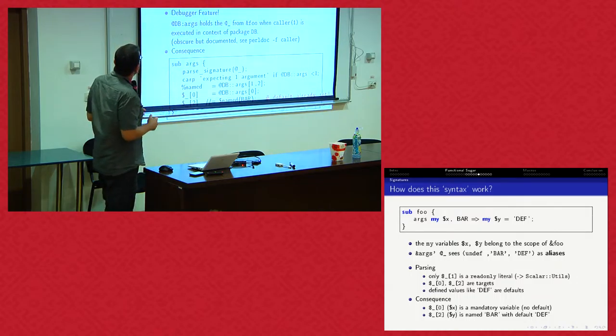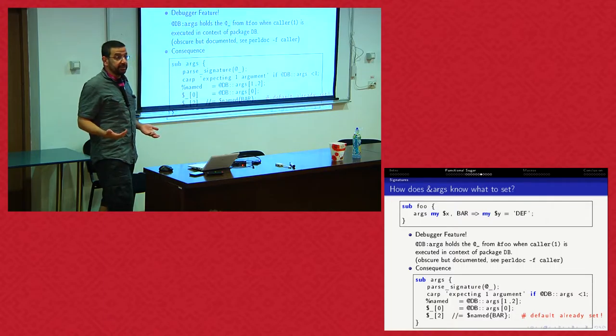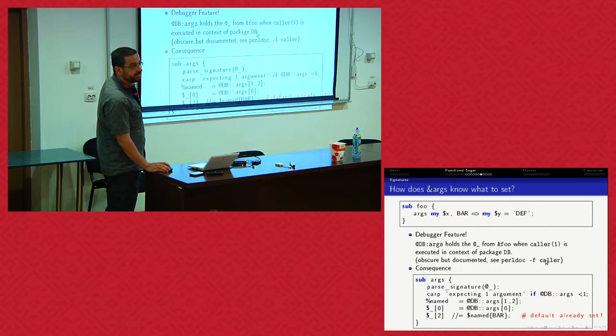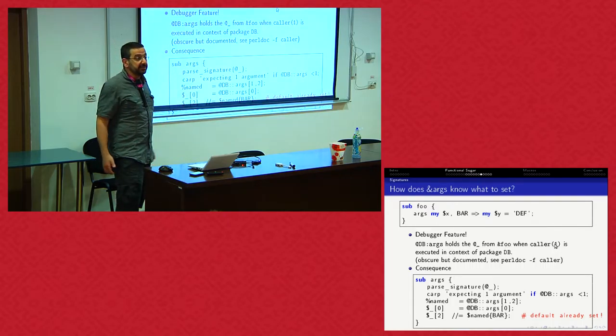So, how does args know what to set? It's a debugger feature. It's documented, but it's obscure. And that's how smart args works. If you go into perldoc -f caller, it says, if you call caller 1, in the context of package DB, which is the debugger, it will set the variable @DB::args with the arguments of level 1. Practically nobody knows, and it's documented, but it's so badly documented that nobody understands it.